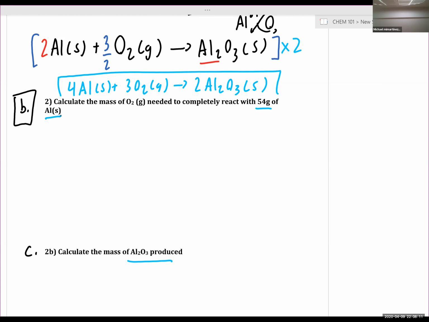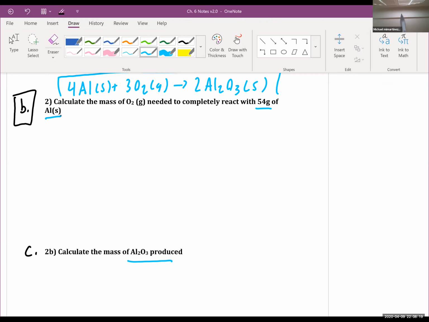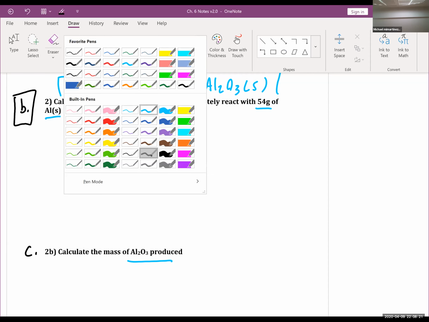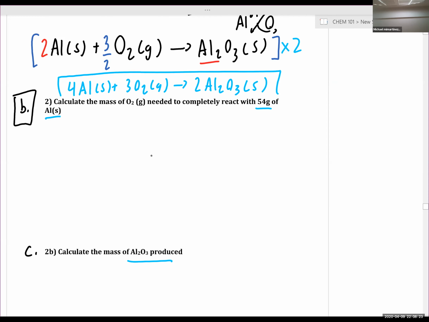Victoria, your response is perfectly correct for that portion. Alicia, your response is also correct. Okay, so let's discuss this in detail. So we are asked to calculate the mass of oxygen.